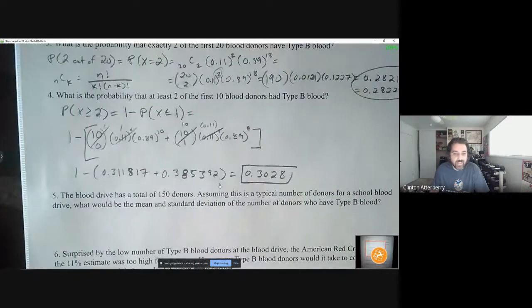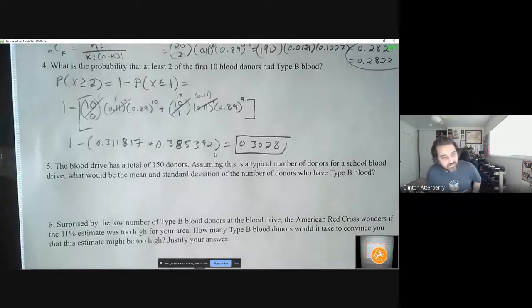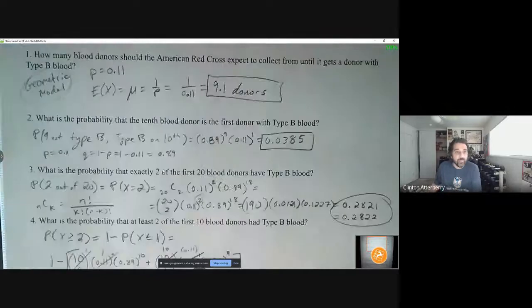Okay, this next problem is pretty straightforward. If anything, this should be everyone's probably favorite problem, kind of like number 1. Number 1 was pretty straightforward, right? Number 1 said 1 divided by p, final answer. Kind of similar here.